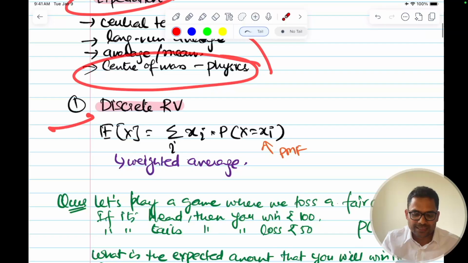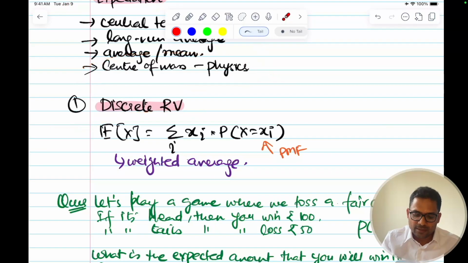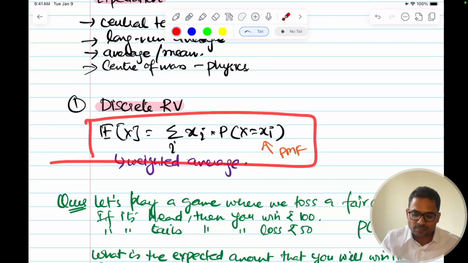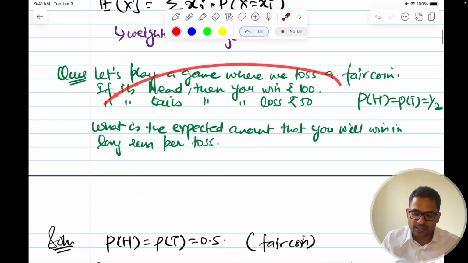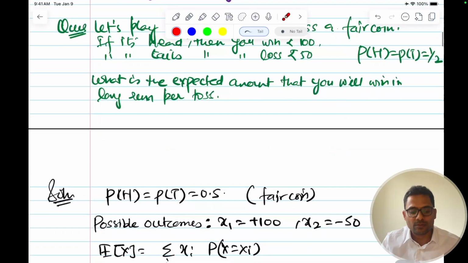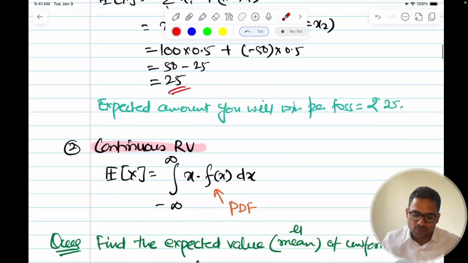We saw it for both discrete and continuous random variables. For discrete, the formula is the summation of xi multiplied by the probability at that point. We understood this with an example, the coin toss example. Then we talked about continuous random variables. Here we integrate from minus infinity to infinity, x multiplied by the function of x.